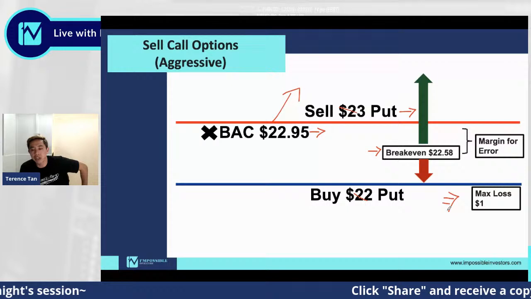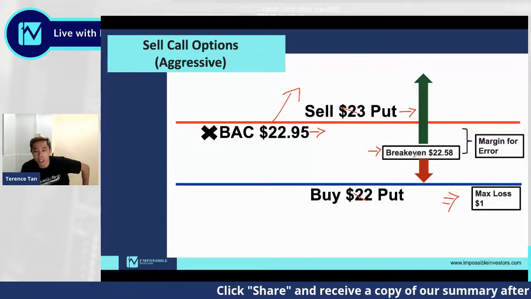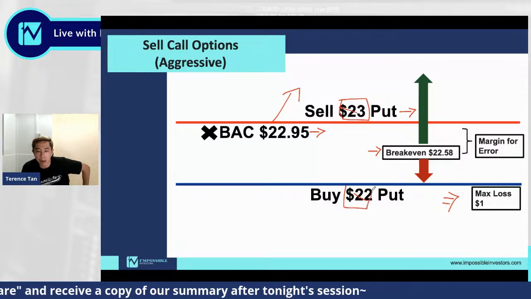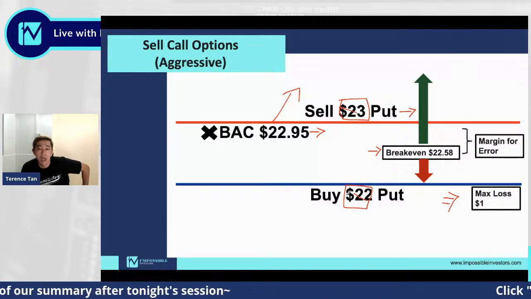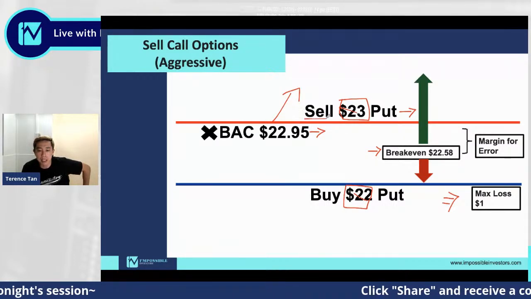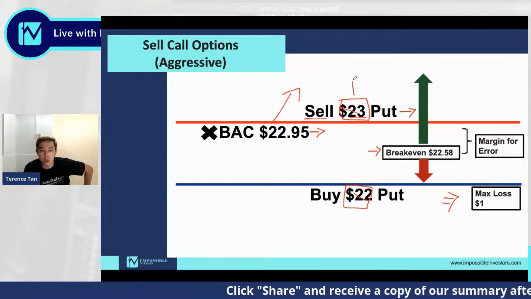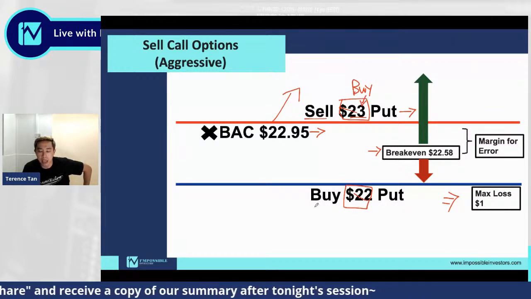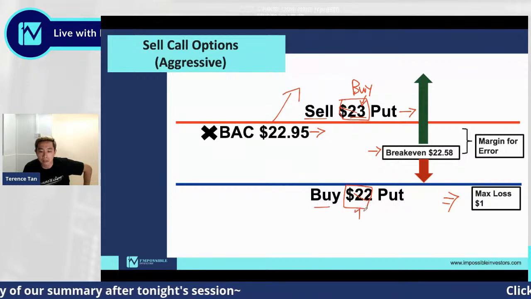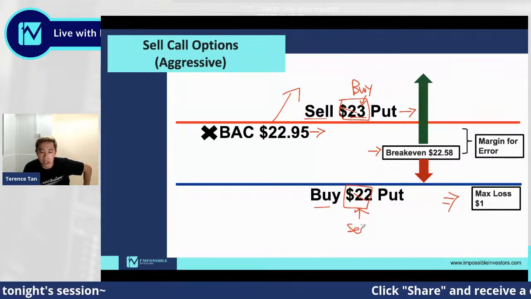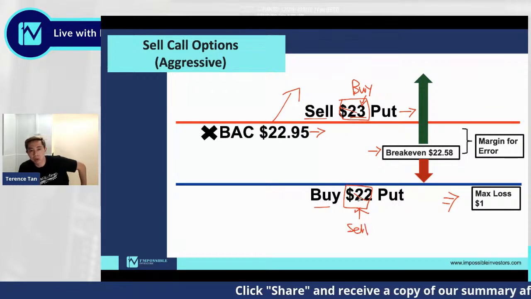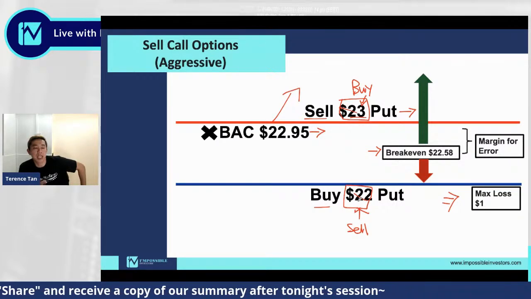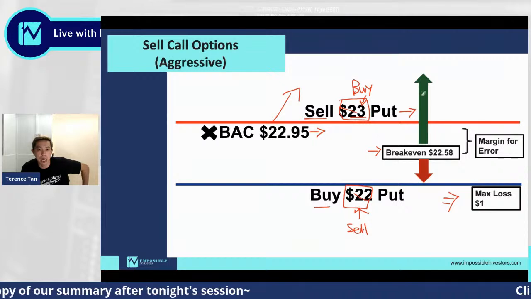You achieve what we call a max loss effect, which is based on the difference between the strike prices of your put options. If you have a sell 23 put, that means you have an obligation to buy the stock at 23. And if you buy the 22 put, you have the choice to sell your stock at 22. So think about the stock: if you buy a stock at 23 and then you sell it off at 22, what's your loss going to be?